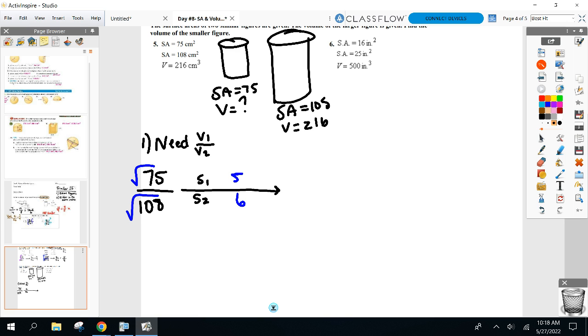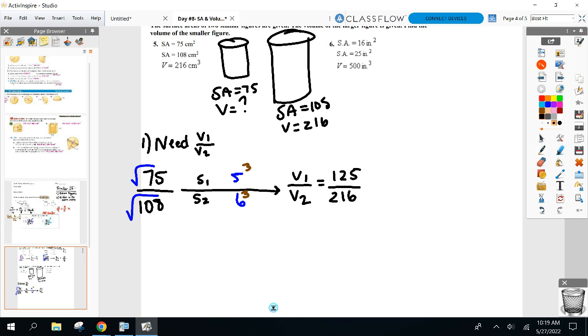All right, what do I do now to get to the volume? With the 5 and the 6, what do I need to do? Cube them to get to the volume. So what is the volume ratio? 125 over 216. See how we found the volume ratio? We good? I went through the similarity one first.